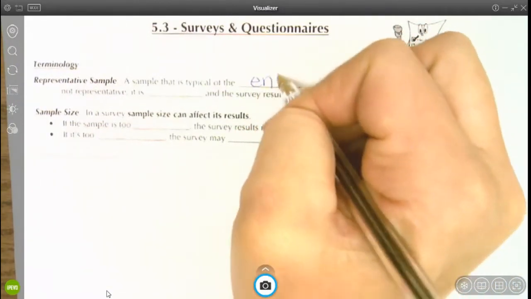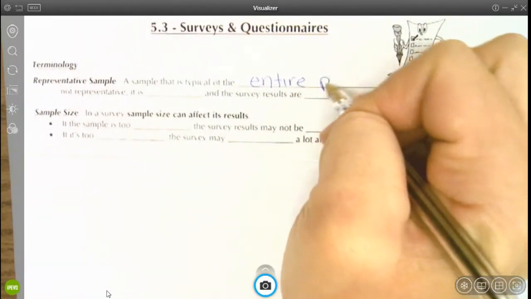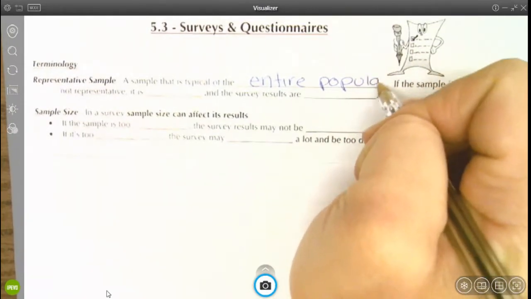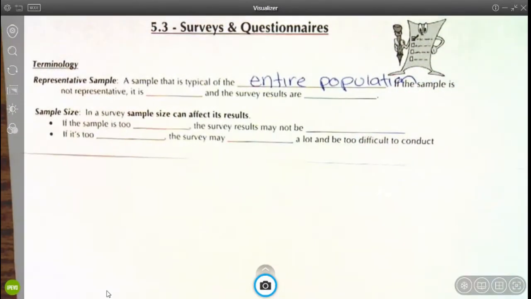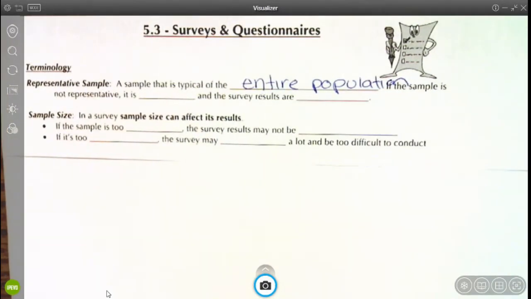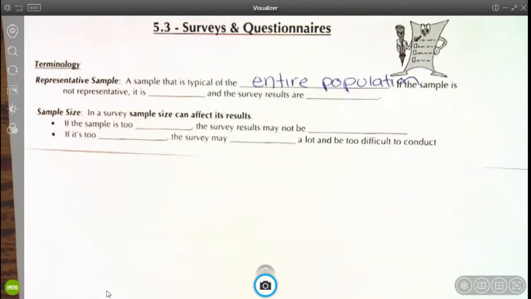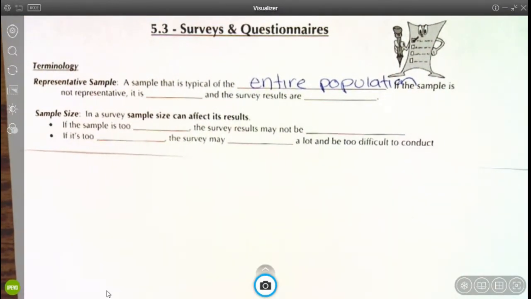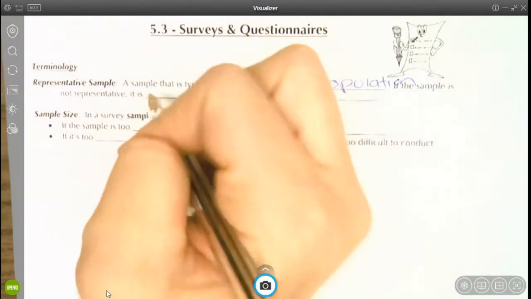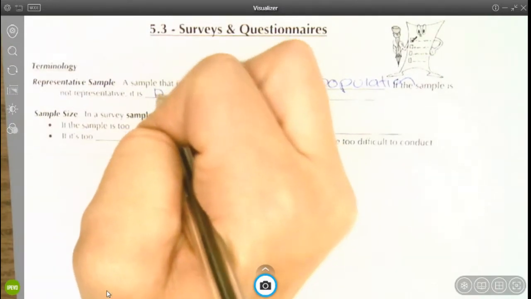So oftentimes, the entire population is much too big to survey everyone, so you choose a sample to survey. That sample needs to represent the population accurately. So if the sample is not representative, it is biased, and the survey results are going to be invalid.